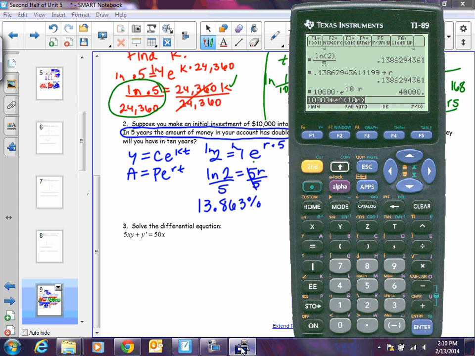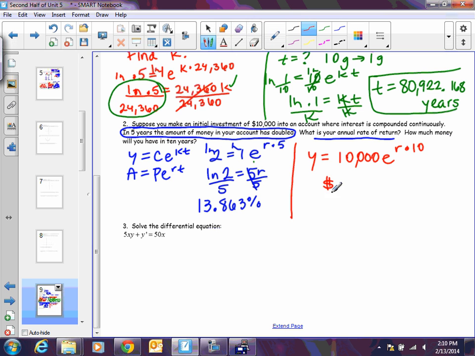And 40,000. Now that seems too good to be true. Do you think we could have figured this out without going through all this work? Probably. My money's doubling in 5 years, and I'm asking about 10 years. How many times did the money double? Twice. So yeah, this is fine.